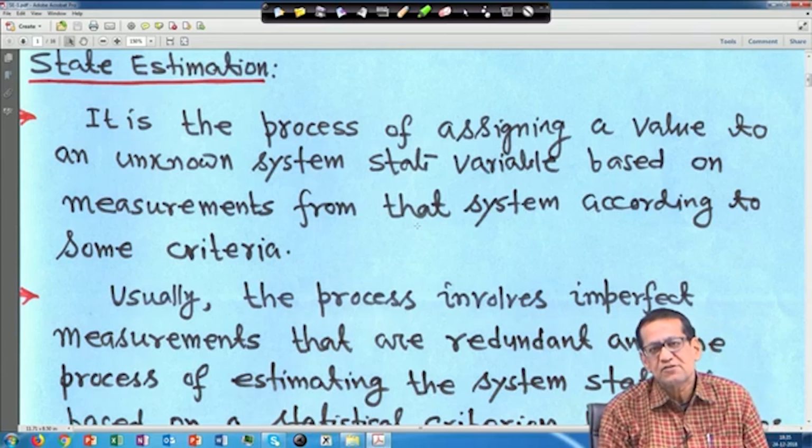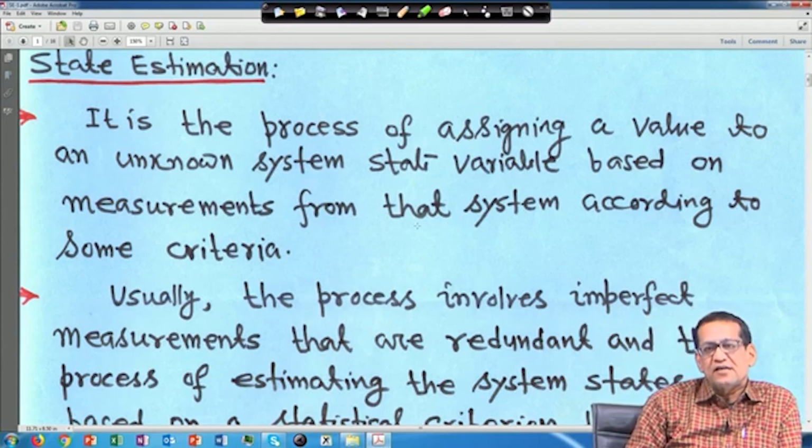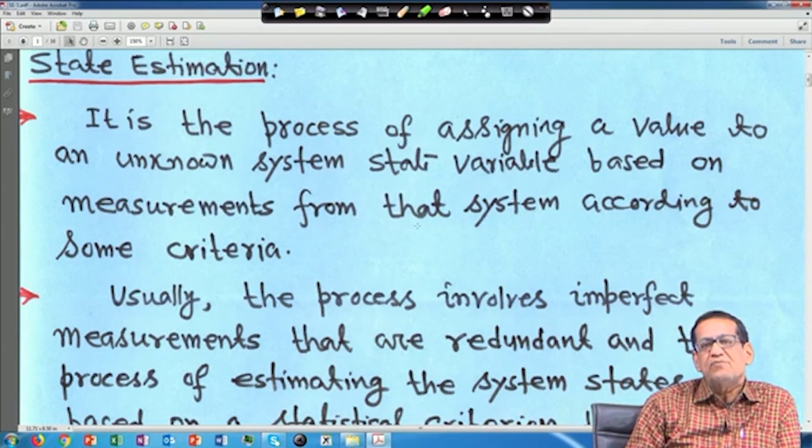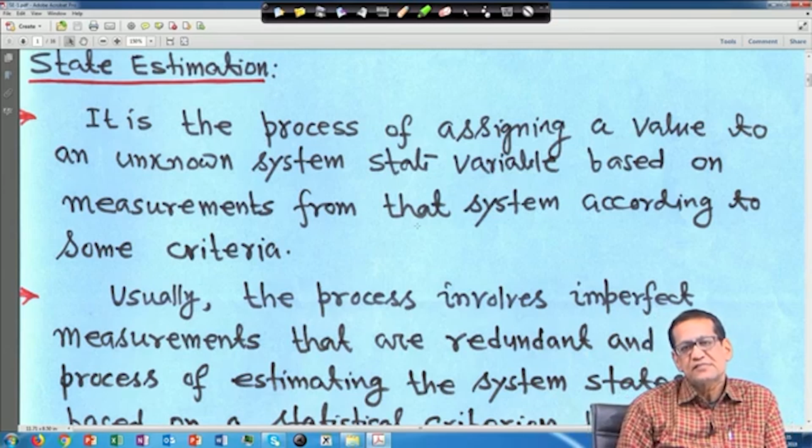Actually, the state estimation concept was first developed for aerospace engineering, at the end of the 1960s. After that, the application came to the power system, and people found that this technique, the state estimation concept, is very useful.